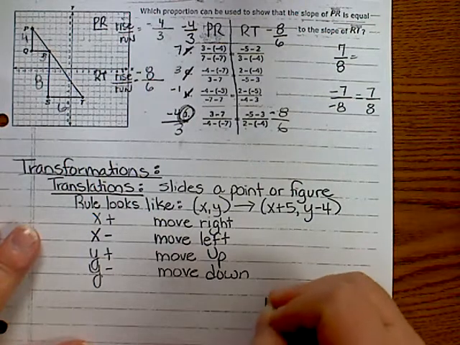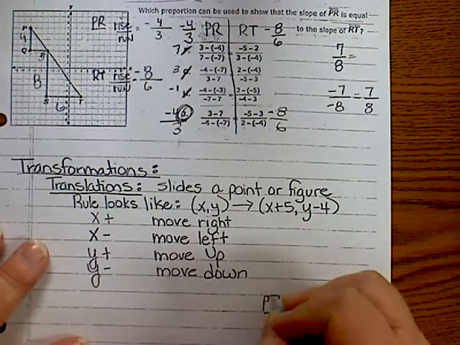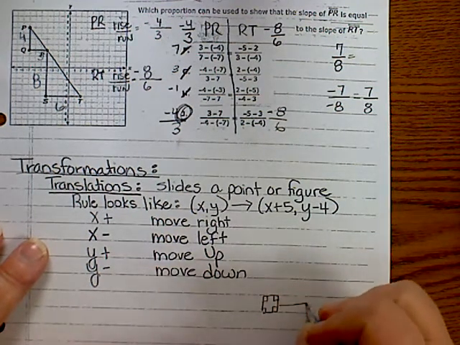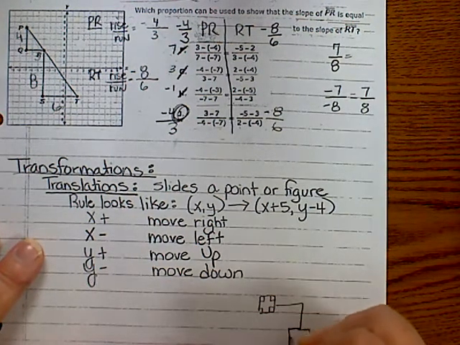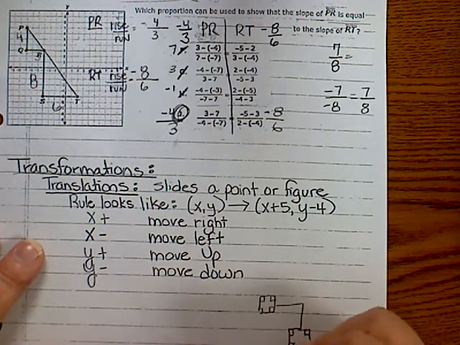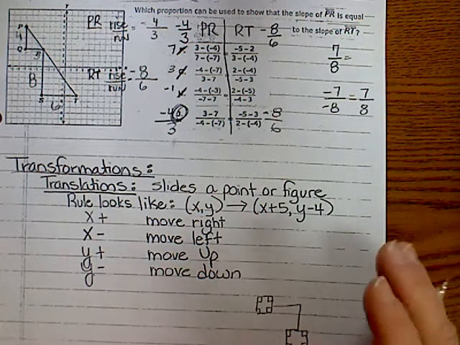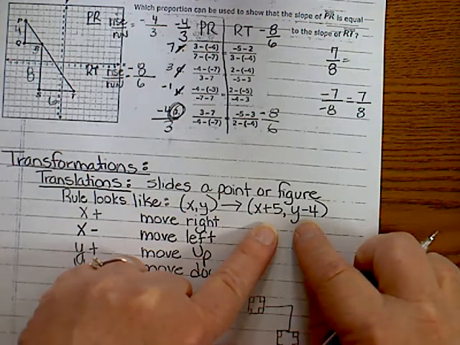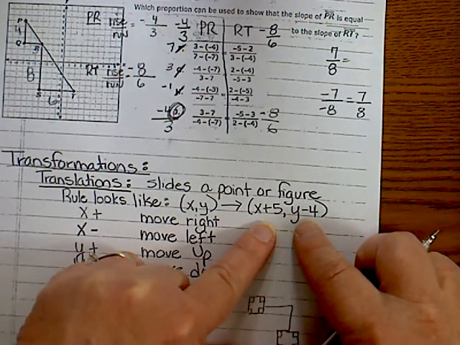Let's say I have this square here, and I slide it to the right and then down. I still have the same size, same shape square, okay? So what your rule is always going to look like is it's going to have a plus and a minus sign, okay? Or a plus and a plus sign, or a minus and a minus sign.